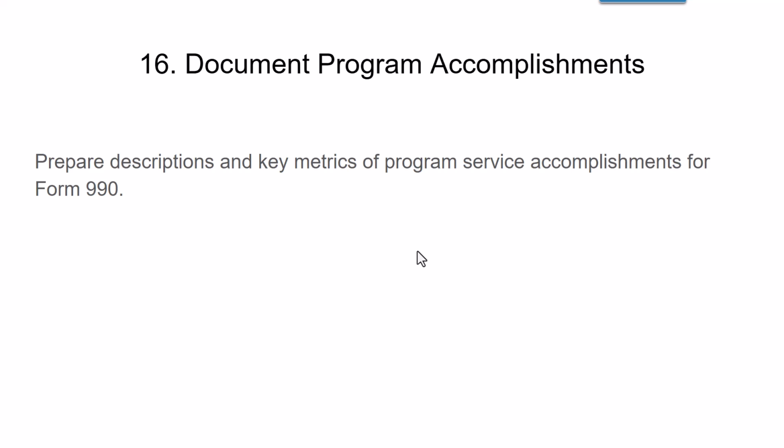Document your program service accomplishments. So just prepare descriptions, and a lot of organizations just do this anyway. But prepare descriptions and key metrics of program service accomplishments for the Form 990. How many people attended your events, how many people were helped by your programs, what was accomplished, those kinds of things.